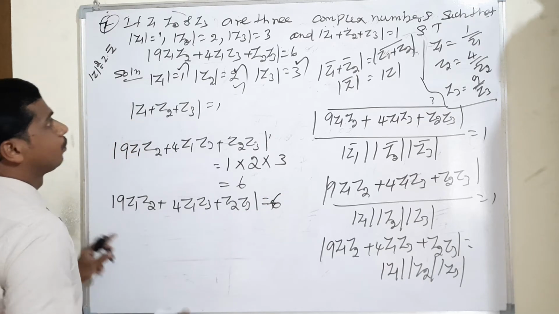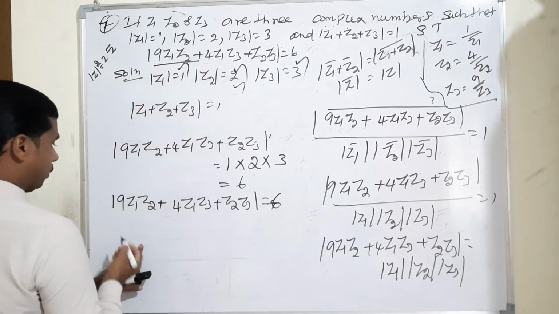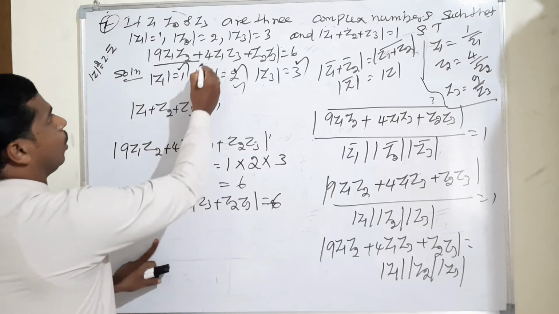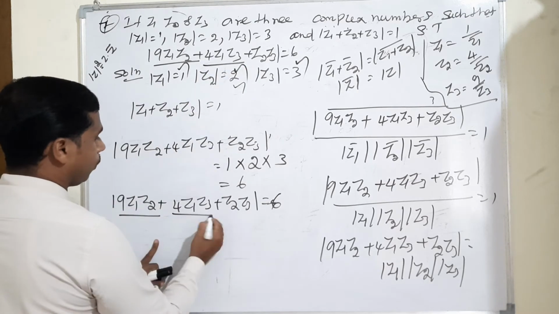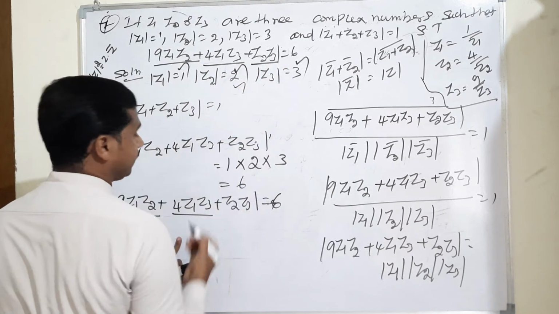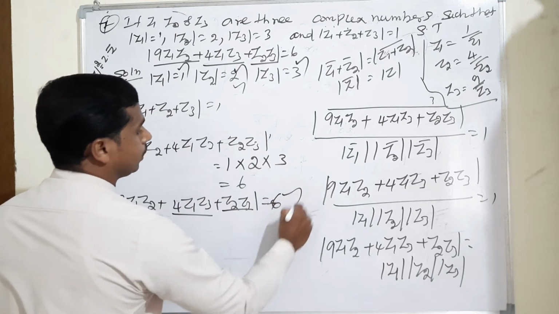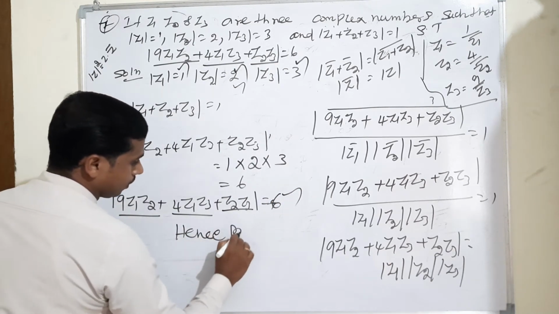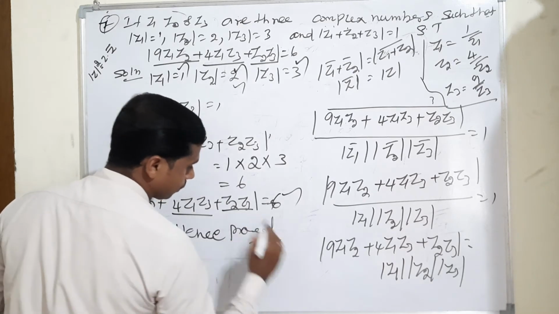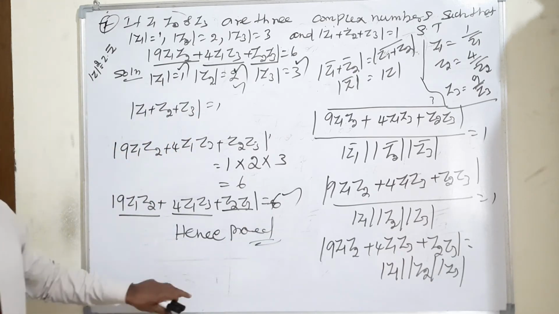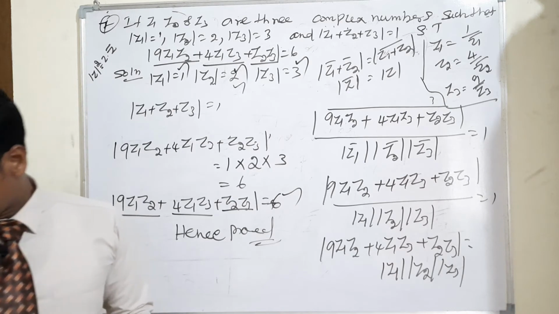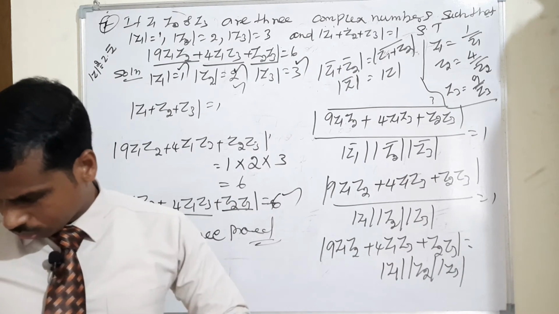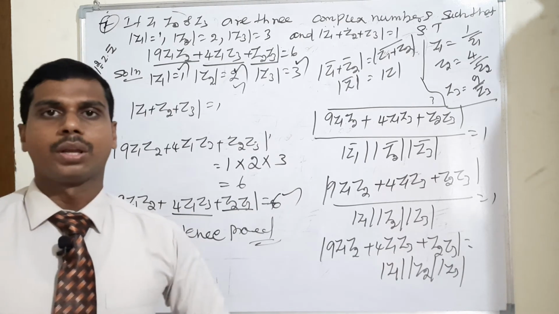So what we needed to find out, check it there: 9 Z1 Z2, 4 Z1 Z3, plus Z2 Z3 is equal to 6. So at last we can write, hence proved. Okay. So one of the important, I will continue the next question. There are 3 questions that are important. So we'll see them one by one.